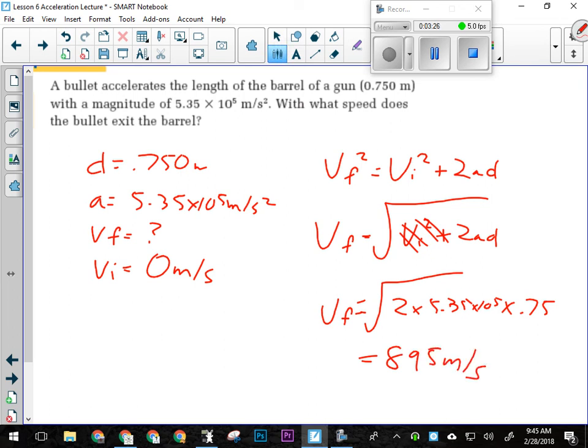To give you some idea, the speed of sound in air at room temperature is around 340 meters per second. So this thing is traveling almost 3 times faster than the speed of sound. Certainly 2.5 times faster. Yeah, a little bit scary that you would never hear that bullet. It would arrive long before the sound of it being fired arrived.